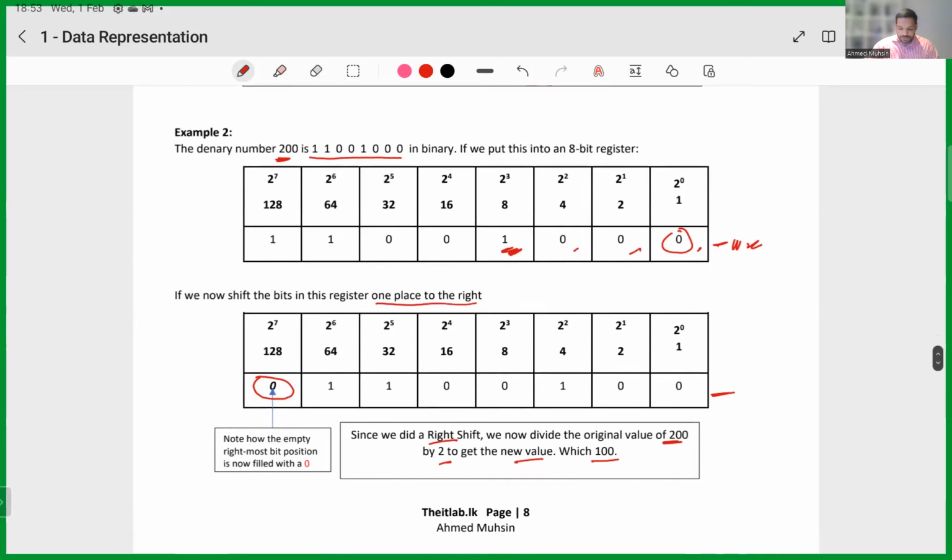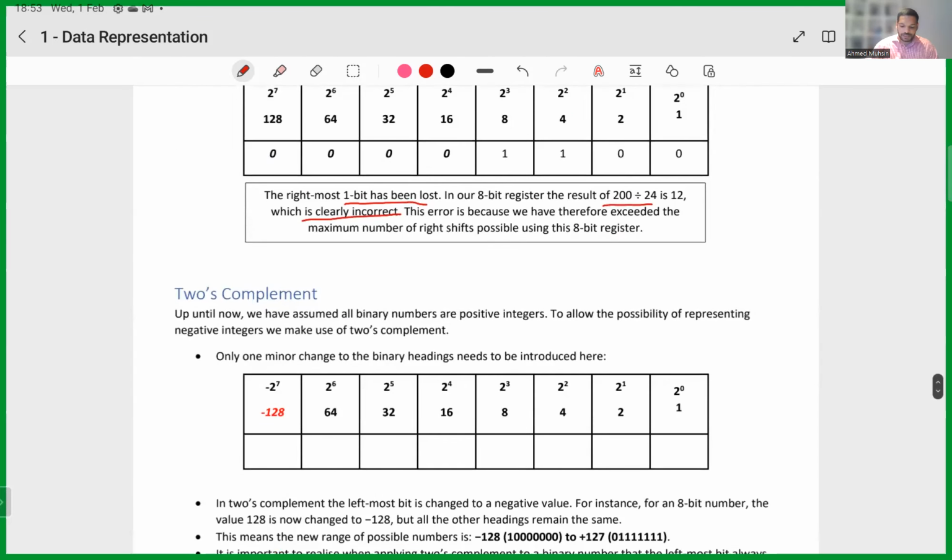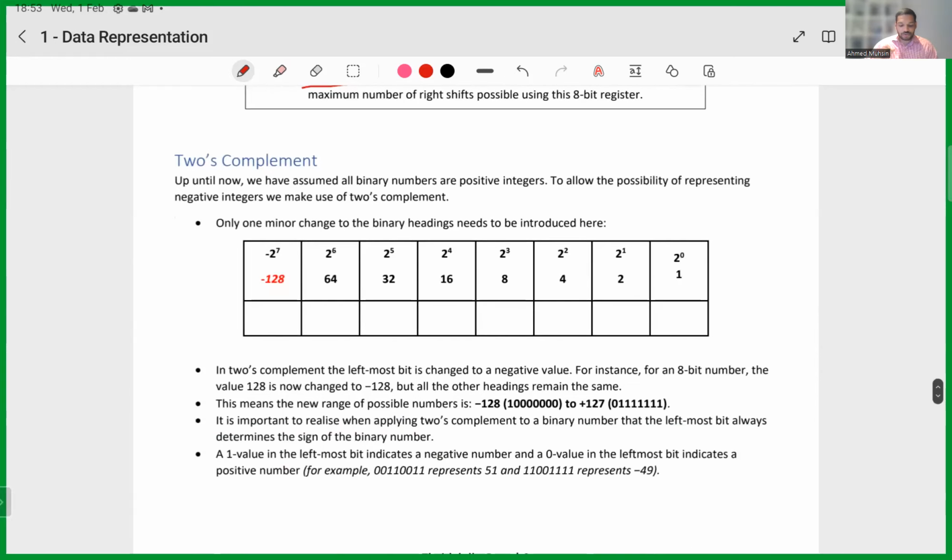Next, we have a rather large part, which is known as 2's complement. We will move on to this part now.